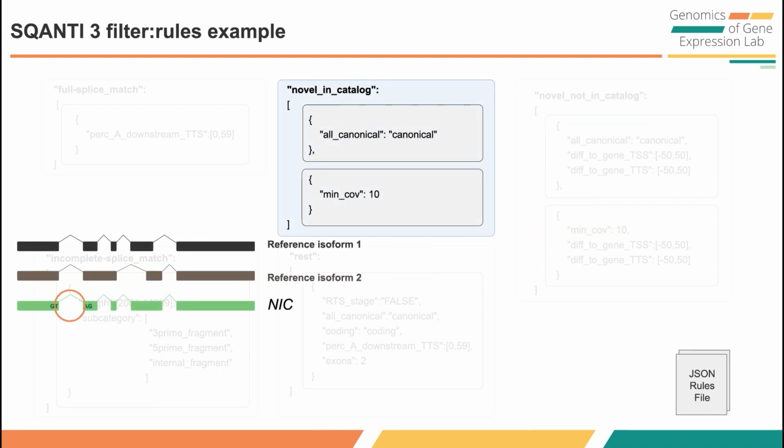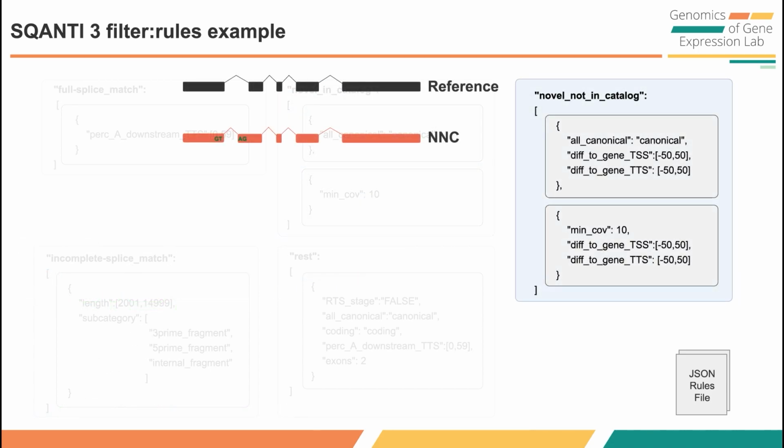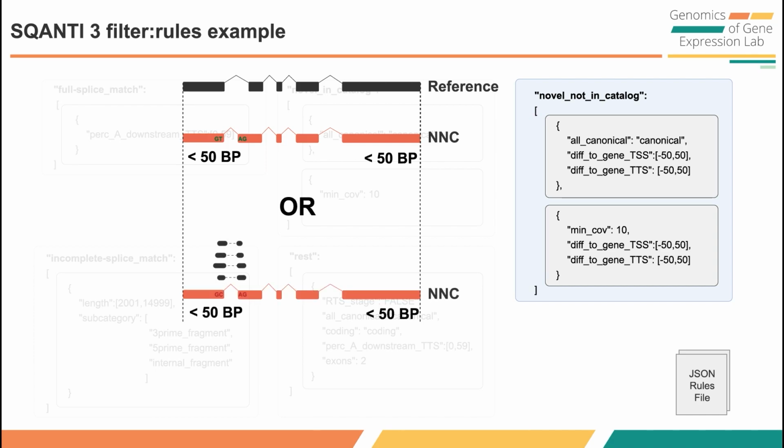The novel in the catalog category requires all splice junctions to be canonical or covered by at least 10 short reads. The novel not in the catalog category requires all splice junctions to be canonical and the absolute distance to the closest annotated transcriptional start sites and transcriptional termination sites must be 50 BP or less. Or covered by at least 10 short reads, and the absolute distance to the closest annotated transcriptional start sites and transcriptional termination sites must be 50 BP or less.